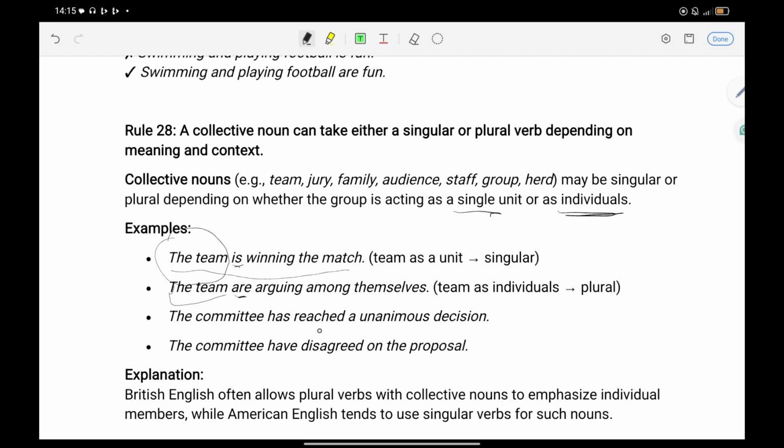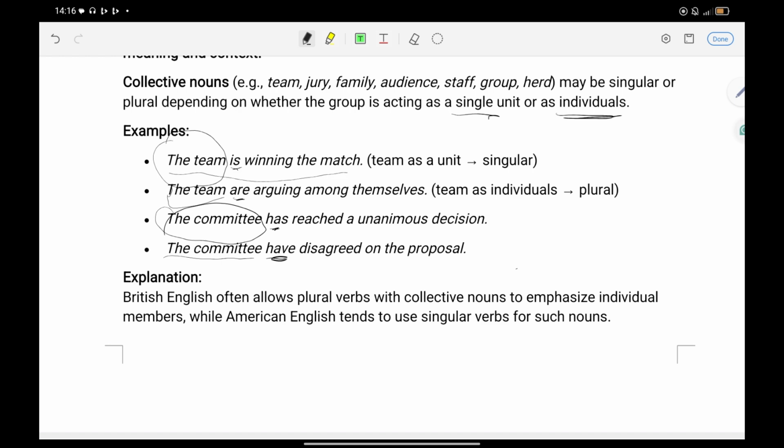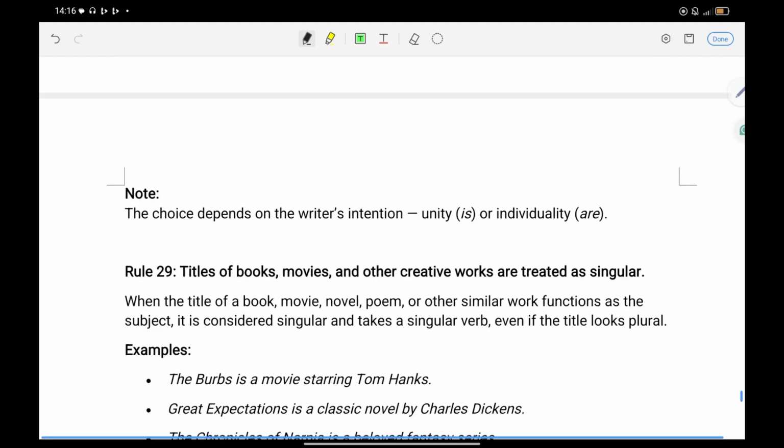The committee has reached a unanimous decision. So they all together reached a unanimous decision. So it is "has," singular. Assuming the committee disagreed, it will mean that different individuals in the committee had different opinions. So it will be "have." The committee have disagreed on the proposal. Okay?